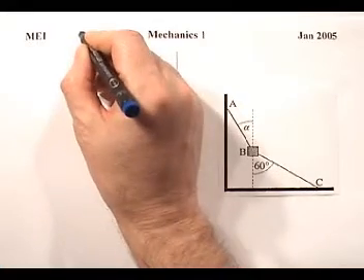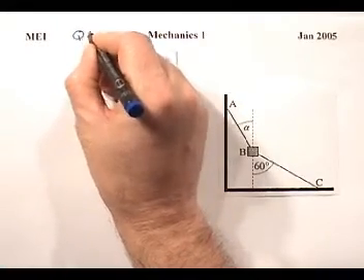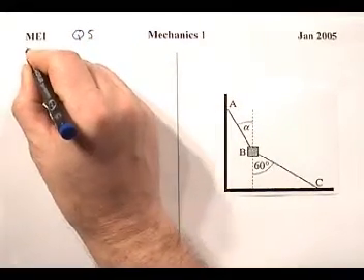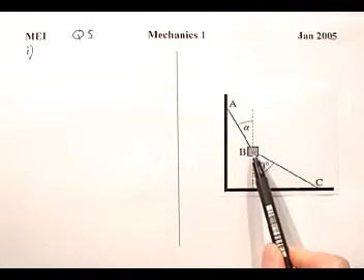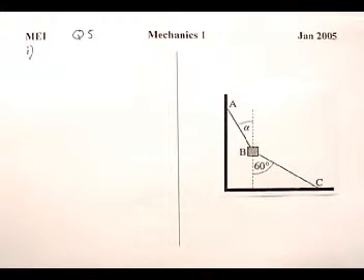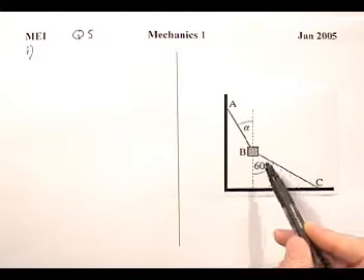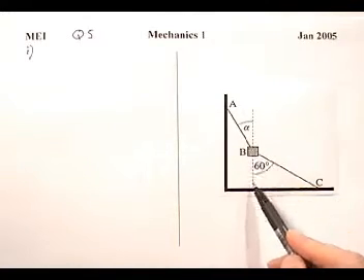Question 5. Question 5 is about this box here, supported by two strings BC and AB. It has weight 400 newtons, and part 1 says draw a labelled diagram showing all the forces acting on the box. Well, there are three forces acting on the box: the tensions in each string and its weight.